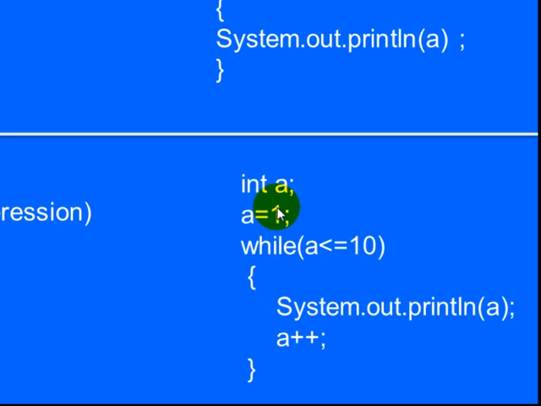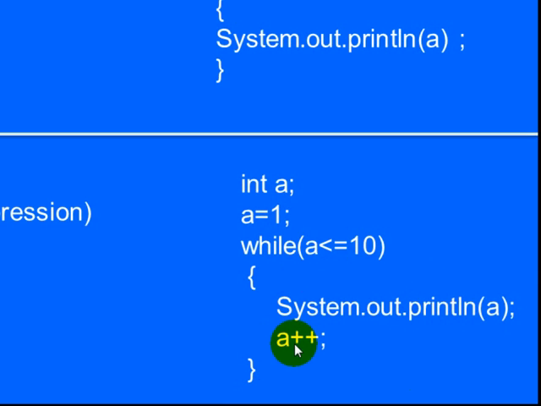And the execution goes like a equals to 1 now. Now the current value of a is compared with the condition, that is 1 is less than or equal to 10. It is true. If it is true, then we have a set of statements that need to be executed. So the value of a is printed. Then the value of a is modified here within the body of the while loop. So now the value of a will be 2.